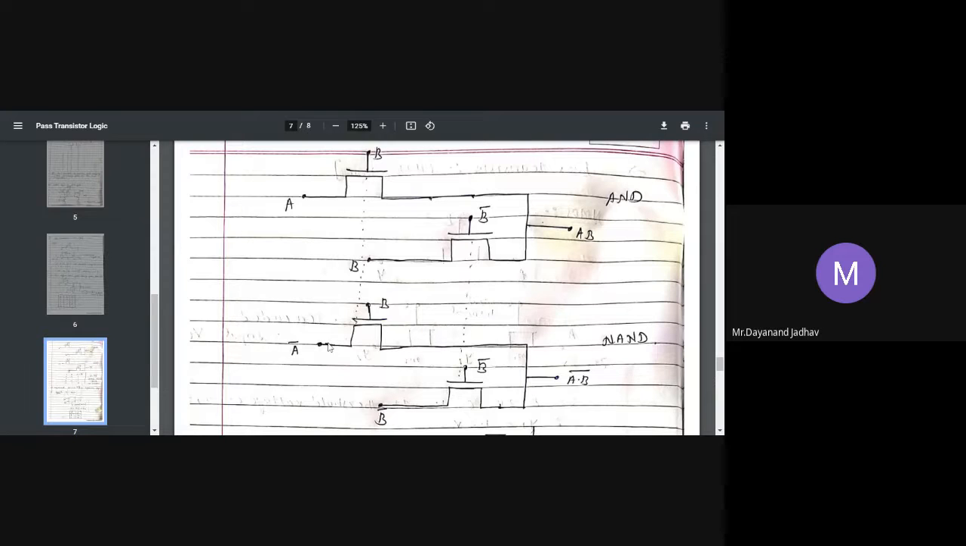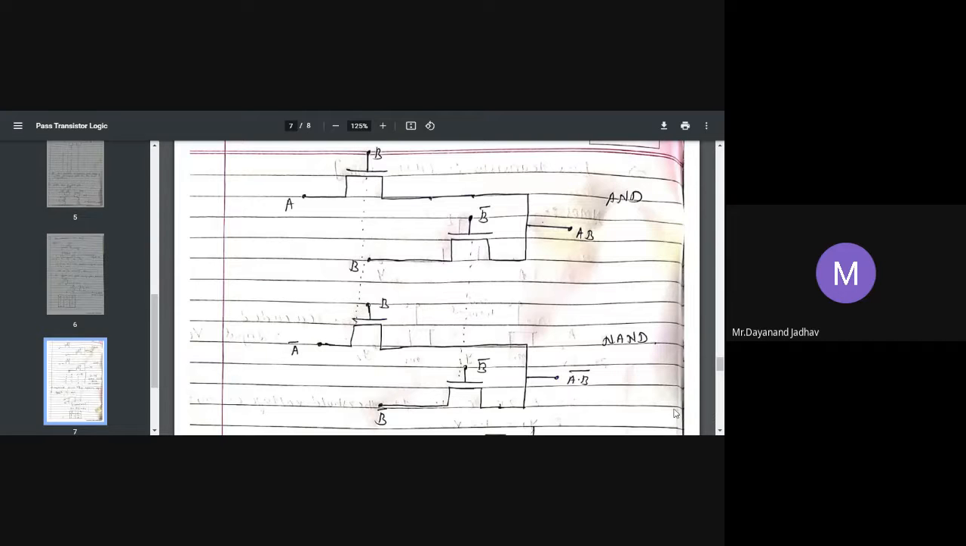The only difference is that in AND, the A terminal is the input and the B terminal is the input. But in NAND, the inverted terminals are considered. That is, A is given here, therefore A bar is given here, B same, B bar same, and that B and B bar are to be considered. Then we can say the output of this is A and B whole bar.